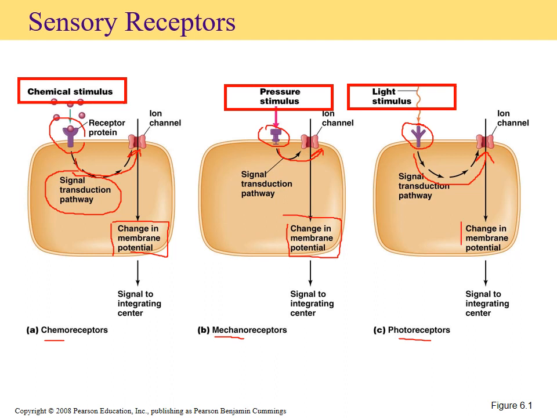And that change, that signal, will be picked up by the integrating center. So that will be the nervous system, which will be chapter 7, where we're going to take a look at what exactly do I do with that signal, how do I interpret it, and how do I respond to it.